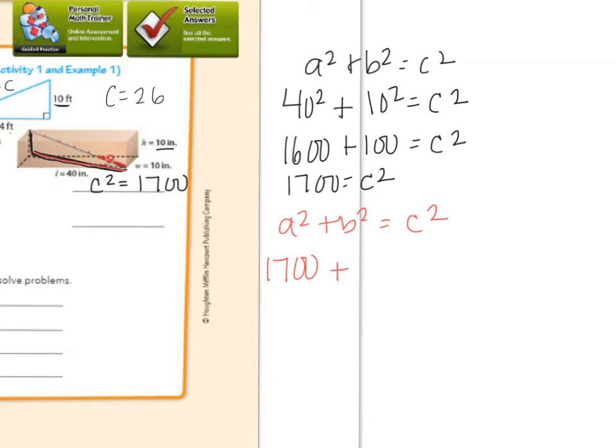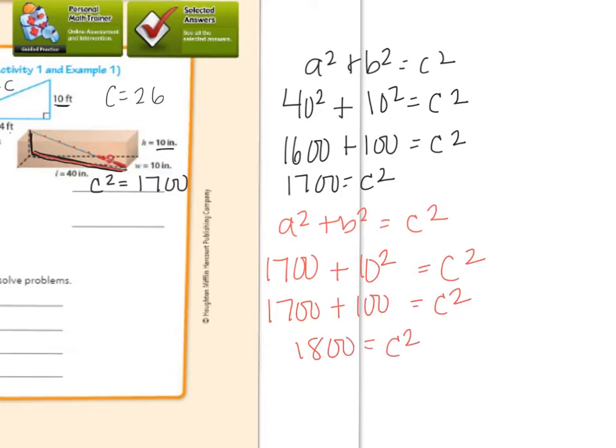Oops, pressed a button. Wrong button. Then I've got that height, which is 10. And I do need to square that, and that's going to be c squared. So I've got 1700 plus 100, right, because 10 times 10 is 100, equals c squared. So now I've got 1800 equals c squared. The last thing I need to do is find the square root of 1800 to find the distance of that hypotenuse, or the length of that hypotenuse.